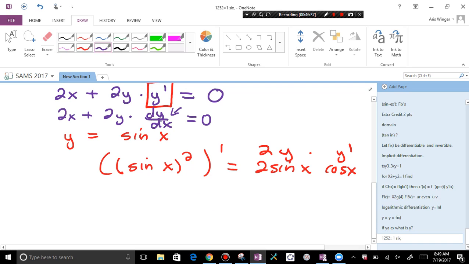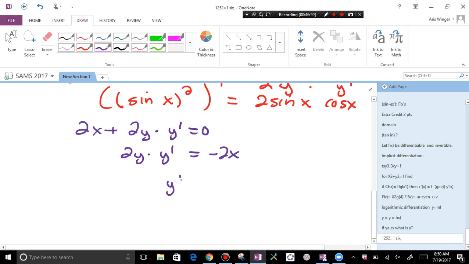Okay, so now, when you do this, it becomes an algebra problem. We're literally just solving for this. We're going to get this by itself. And so I have 2x plus 2y times y prime is equal to 0. I'm going to subtract 2x on both sides. 2y times y prime is equal to negative 2x. And then y prime is equal to negative 2x over 2y. And that means that y prime is negative x over y.